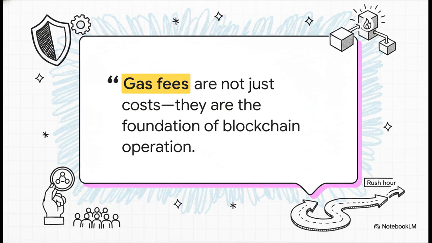So the next time you see a gas fee pop up, you'll know exactly what you're paying for. And more importantly, how to outsmart the rush hour traffic. But it does leave us with a pretty fascinating question to think about. As these global networks continue to grow to accommodate billions of users, will those Layer 2 express lanes be enough? Or will the whole concept of gas fees eventually become a thing of the past?